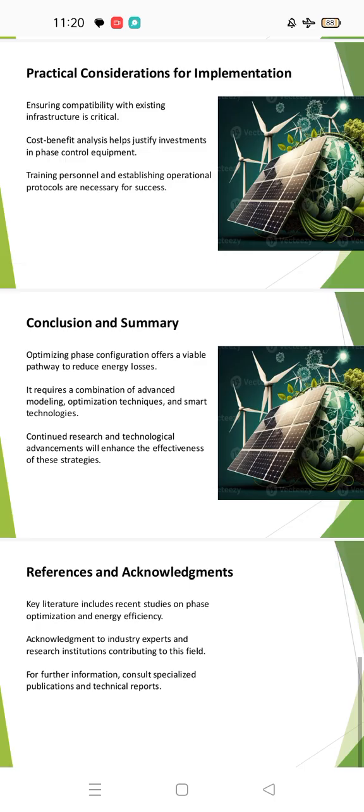Conclusion and summary of this topic: optimizing phase configuration offers a viable pathway to reduce energy losses. It requires a combination of advanced modeling, optimization techniques, and smart technology. Continued research and technological advancement will enhance the effectiveness of these strategies.